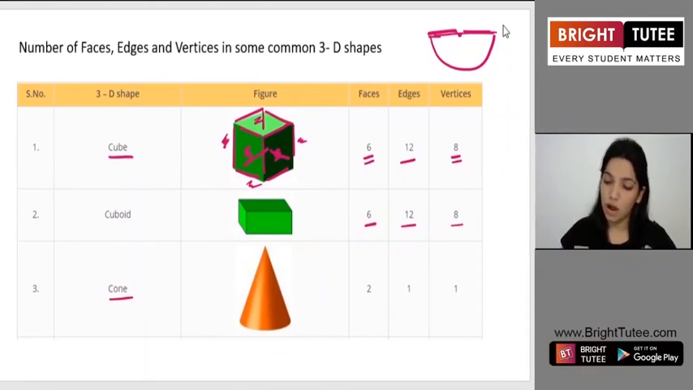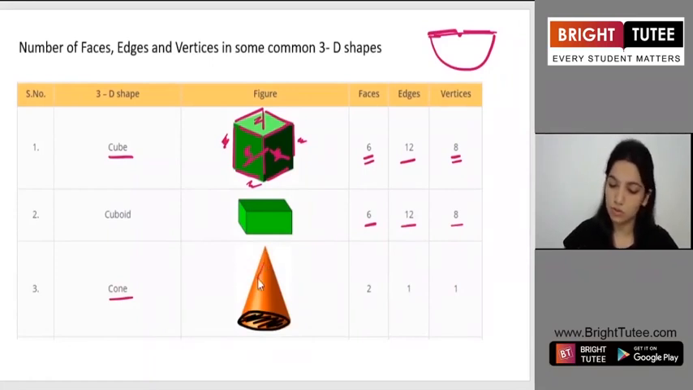So in a cone, how many faces do we have? Here we have a bottom face. At the bottom, we have this particular kind of face if we look from down. So this particular face is one face. And the other is the curved face. This particular face that you see, which is all curved, is also called a face, and in total we will say 2 faces are there in a cone, right?